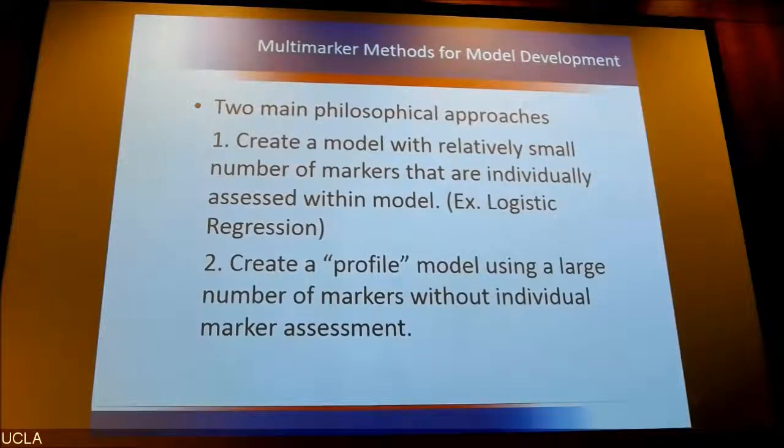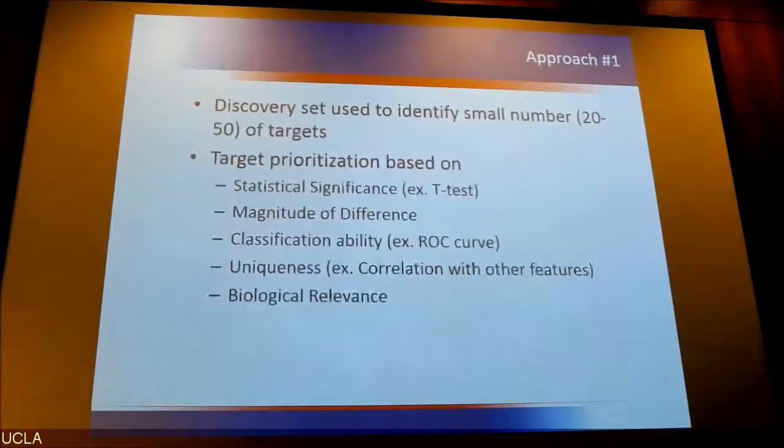The second philosophical approach is what I'll call a profile model. That's the term I used to use. It's probably more the term that everyone else is familiar with is machine learning, where you're creating a model potentially with a relatively large number of factors, and where the individual assessment of the contributions of each one of those factors is not necessarily important. The importance is the ability of that model to predict an outcome that we care about.